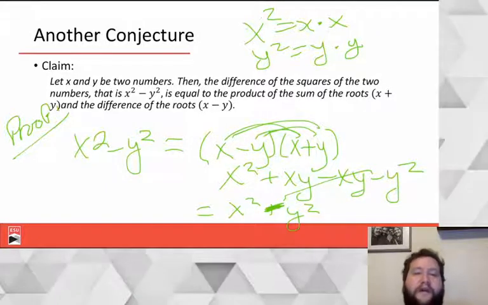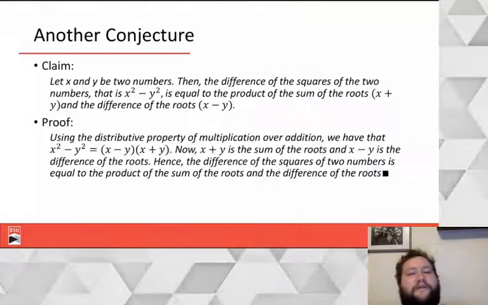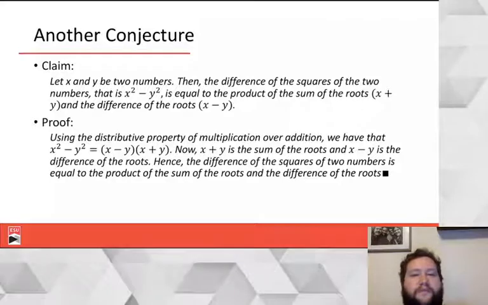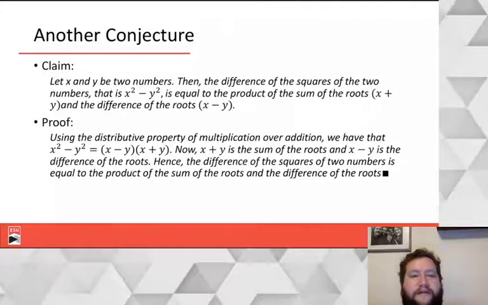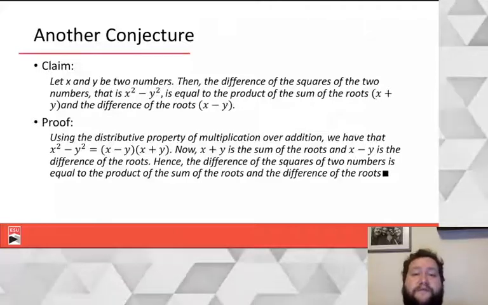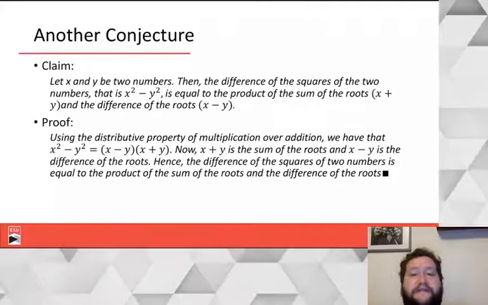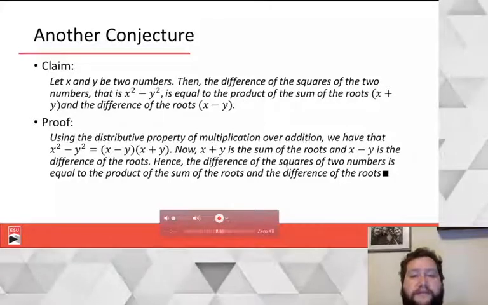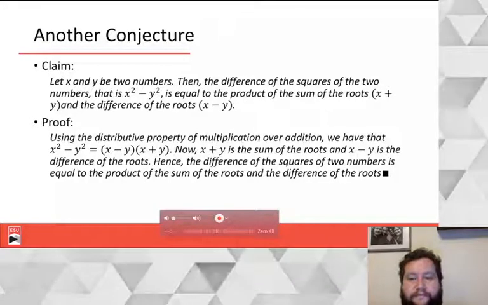And so in words, and this is a lot of words more than algebra, but if we use our distributive property of multiplication over addition, we have that x squared minus y squared is x minus y times x plus y. Now x plus y is the sum of those roots, and x minus y is the difference of the roots, and hence the difference of the squares of two numbers is equal to the product of the sum of the roots and the difference of the roots.